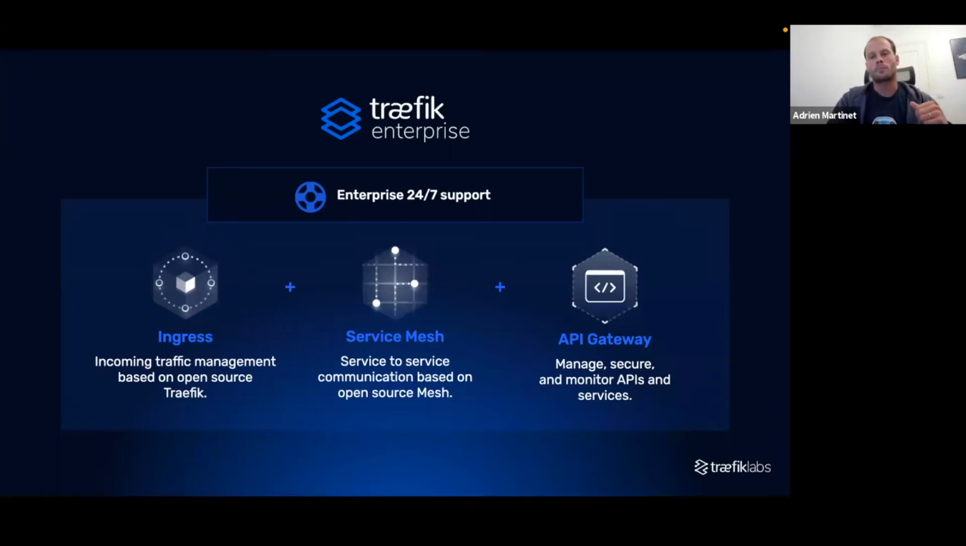And we say also that Traefik Enterprise is an API gateway in a sense that it can help you to manage the authentication and the authorization. So basically, you can delegate that to the Traefik Enterprise networking layer. So it's a unified solution for ingress, mesh, and API gateway, coming with support. And we are going to see right now what's the architecture of that solution.